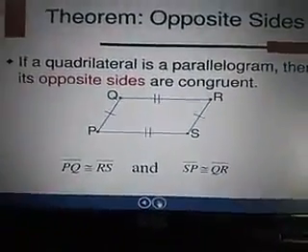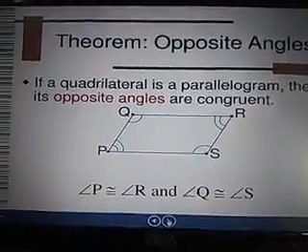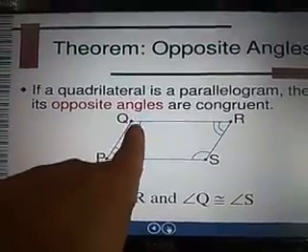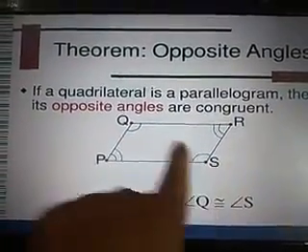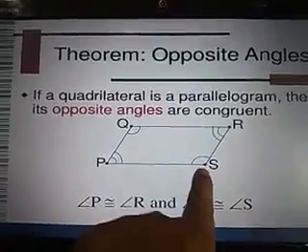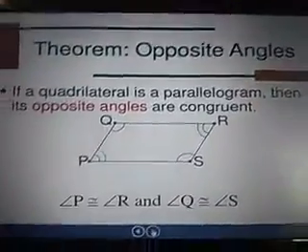And after that, about the angles, opposite angles are also equal in a parallelogram. This is equal to this, Q is equal to S and P is equal to R.